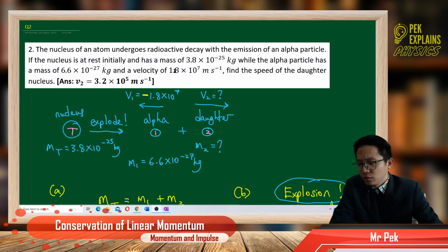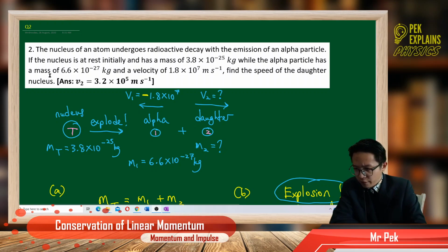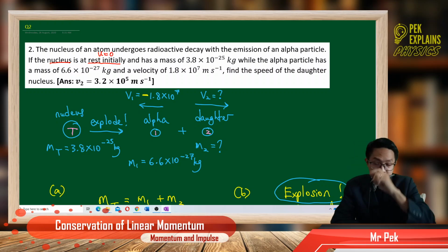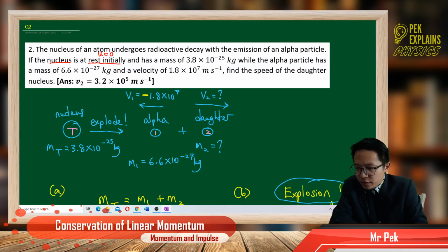Okay, so what actually happens here in the question? This seems to me something like an explosion. Yeah, explosion. So if you see here, we have a nucleus initially at rest. So the initial velocity is equal to 0. The mass of the nucleus is 3.8 × 10^-25. This is the mass of the nucleus.